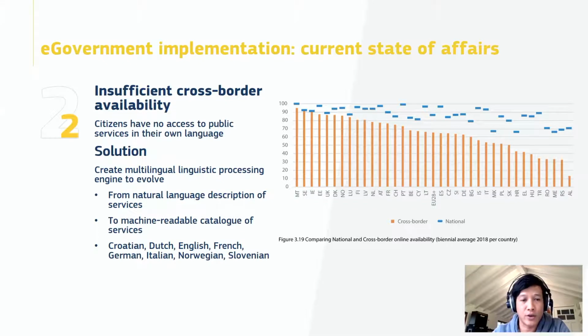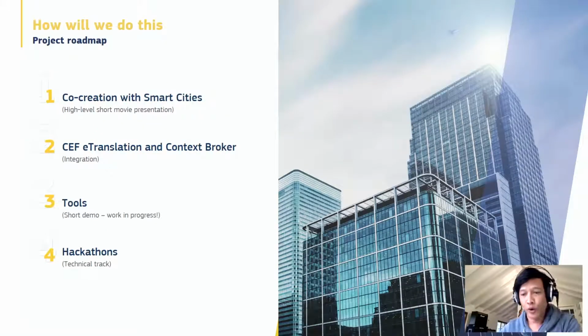And the languages we're starting with are Croatian, Dutch, English, French, German, Italian, Norwegian, and Slovenian. Now, in the next slide, we show you how we will be doing this. So if you want to serve the smart cities, you have to make sure that they're all involved. So one of the main aspects will be to get them on board and to evangelize our solution.